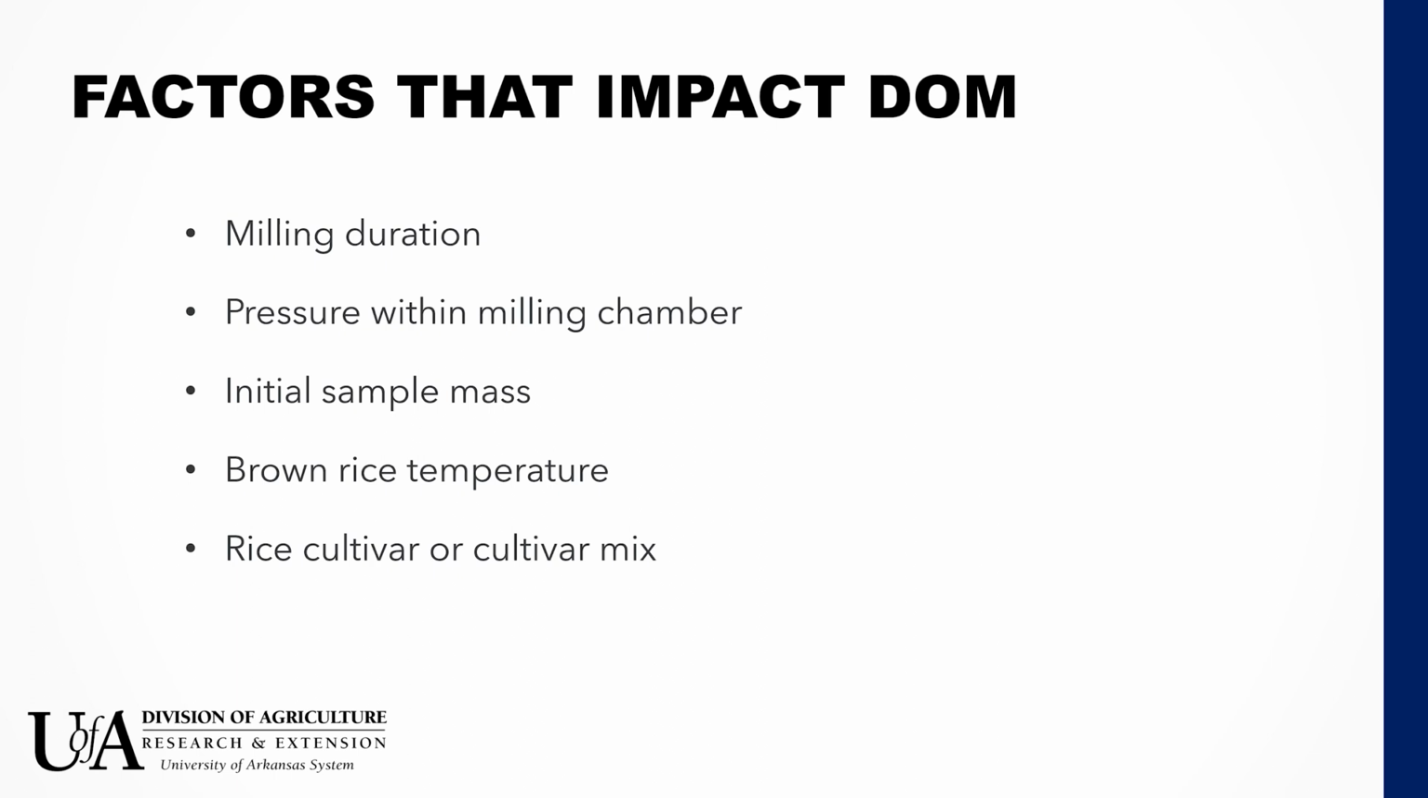The last part there is the rice cultivar or cultivar mix. Again, as we've seen in the previous slide, different rice cultivars are going to mill differently, just because they have different characteristics of the bran layer, and especially the bran layer thickness.